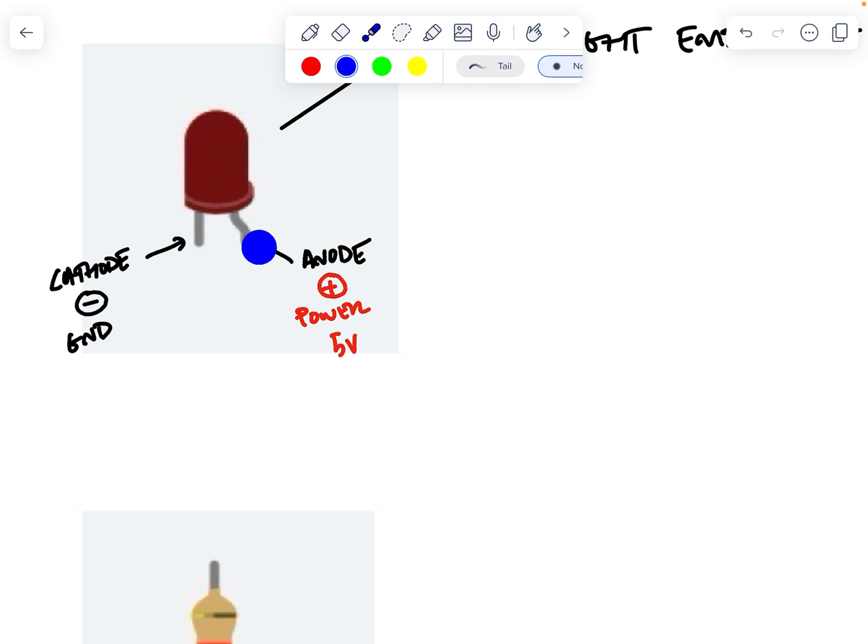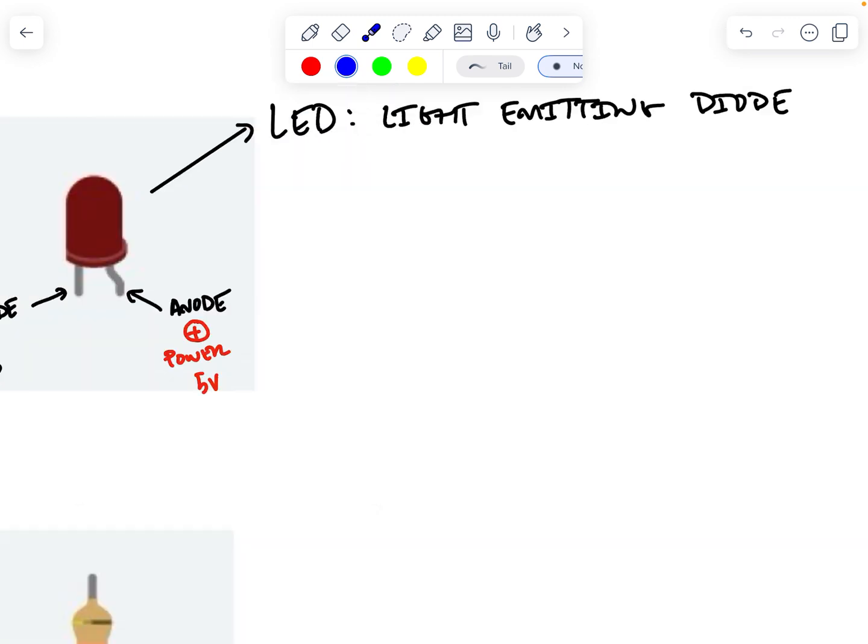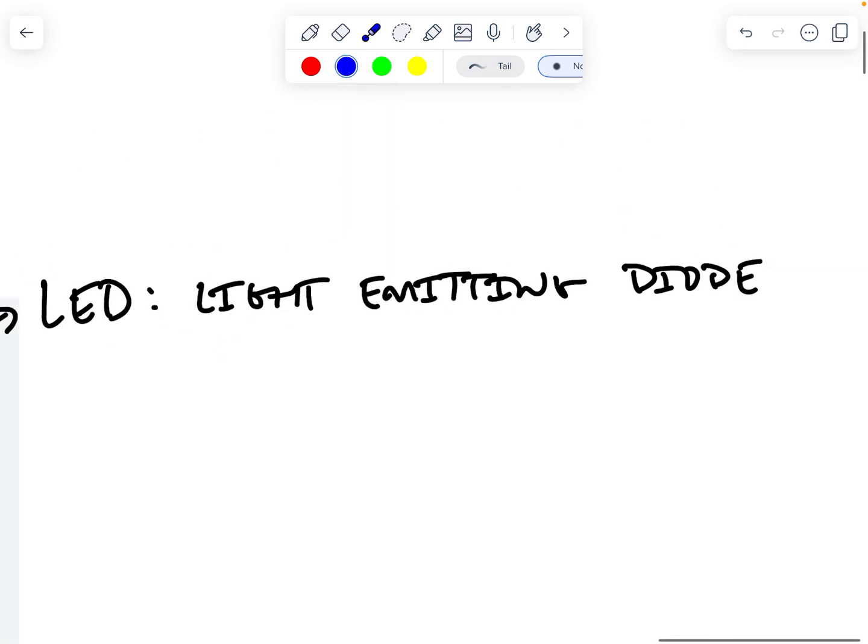If you reverse the direction, if you attach the anode to the ground and the cathode to the power, the LED won't light up. So that's the diode portion of this. A diode only allows electrons to flow in one direction.